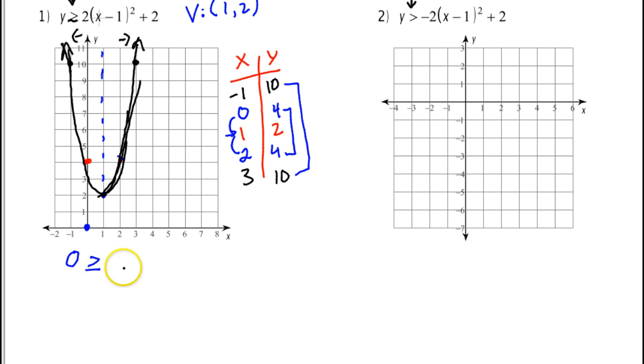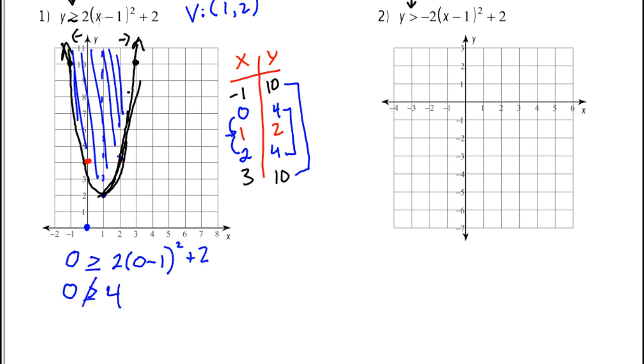Okay, so 0 is greater than 2 times (0 minus 1) squared plus 2. Simplify the right-hand side. Let's see what we get. What does it come out to be? 4. All right. Is that true or false? 0 bigger than 4? Nope. So that's the wrong area to shade. So that means we have to shade over here. Shade everything here.